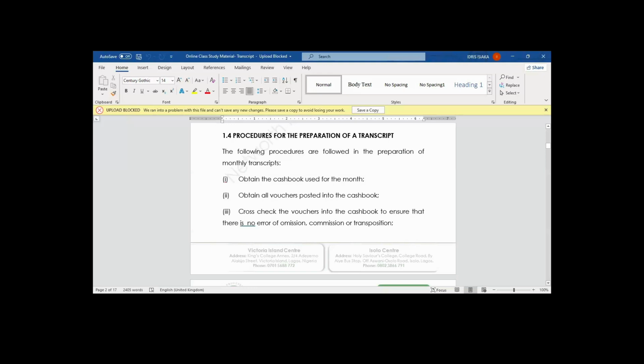You ensure that all the payment vouchers that you have are the ones that were posted in the cash book. No one is left. And you check for error of omission, error of commission, and error of transposition.